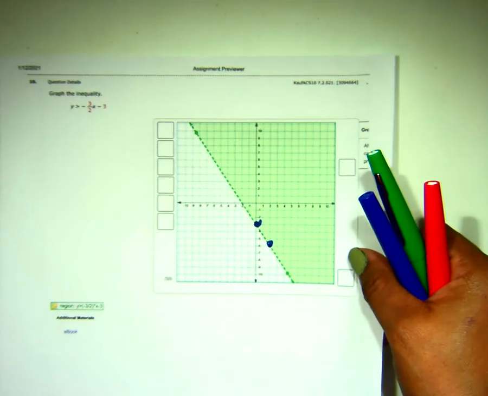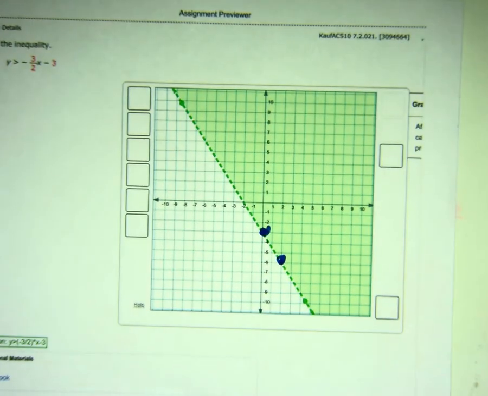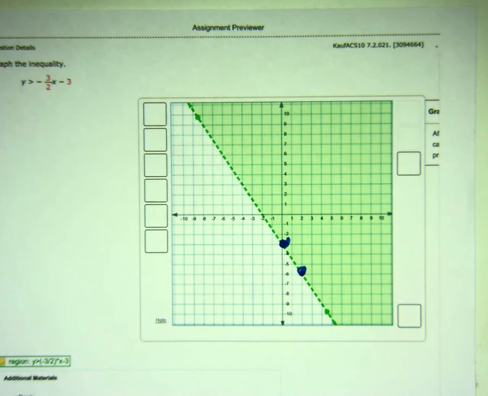We have yet another one. So those are your inequalities yet again. Now from looking at the inequality itself, I know that I'm going to have a dashed line and then I'm going to shade over. Well, let's see why we did that.